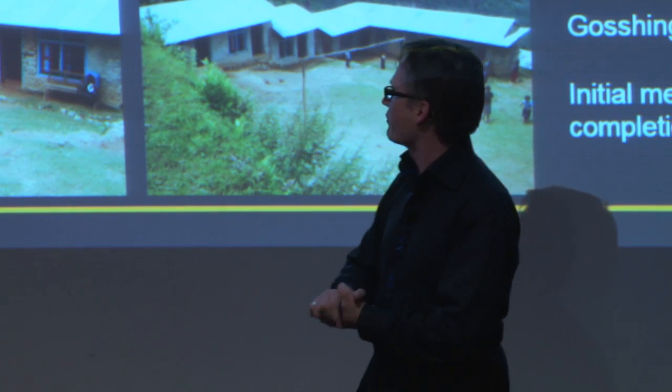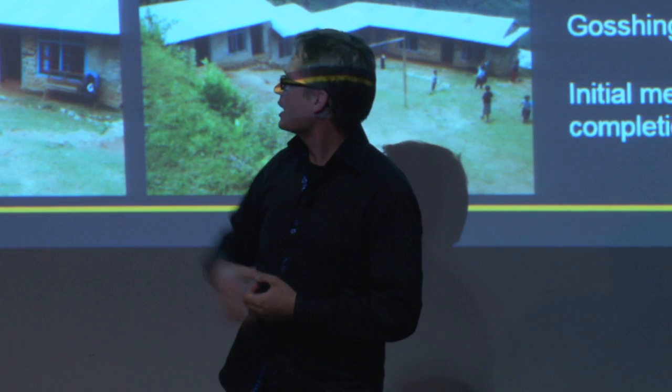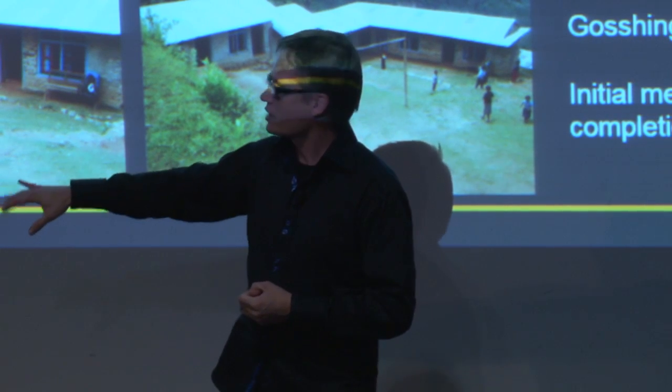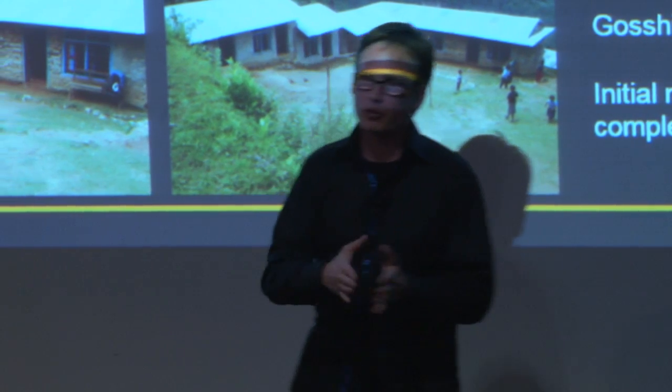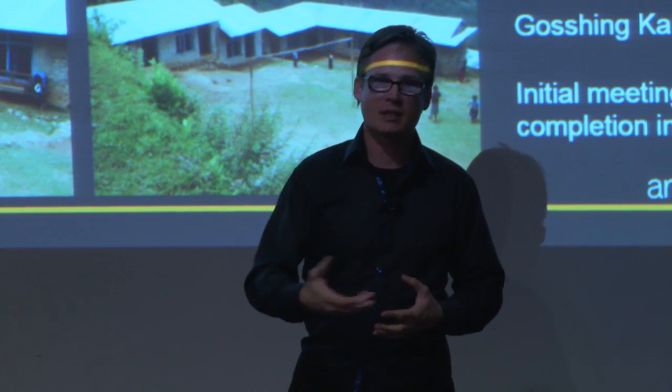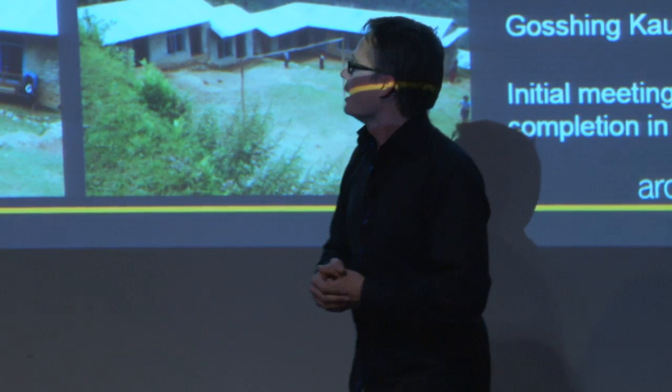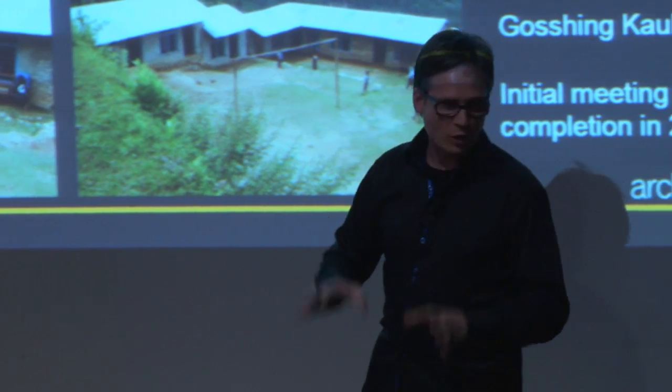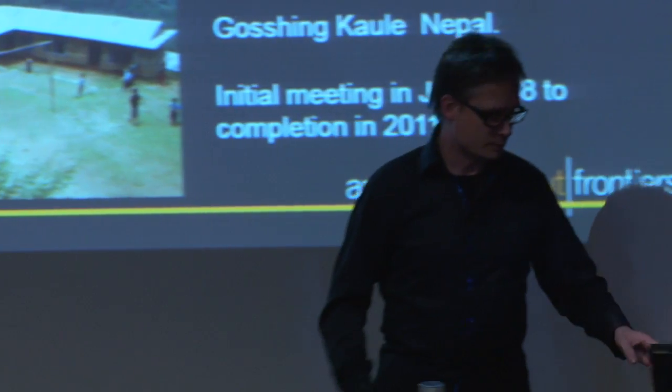And as you can see here, we have a school from the initial meeting in 2008 to the completion in 2011. So it's a long process to build this school for Goshen-Kali, which has no power, and so a real long-term commitment.